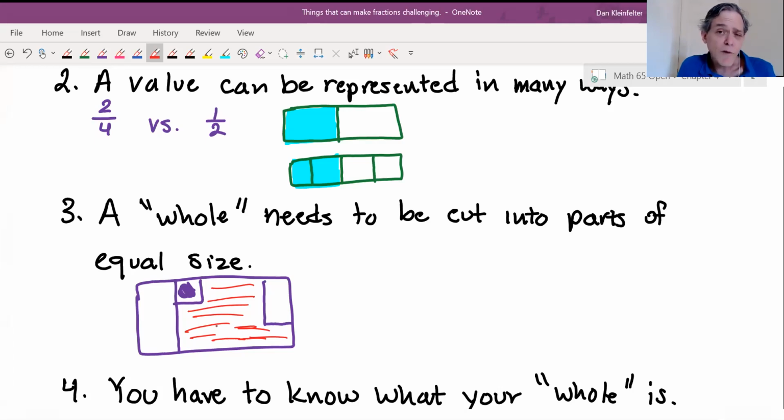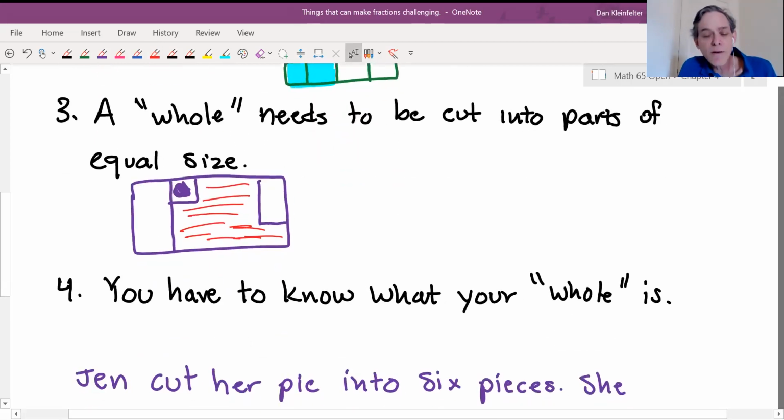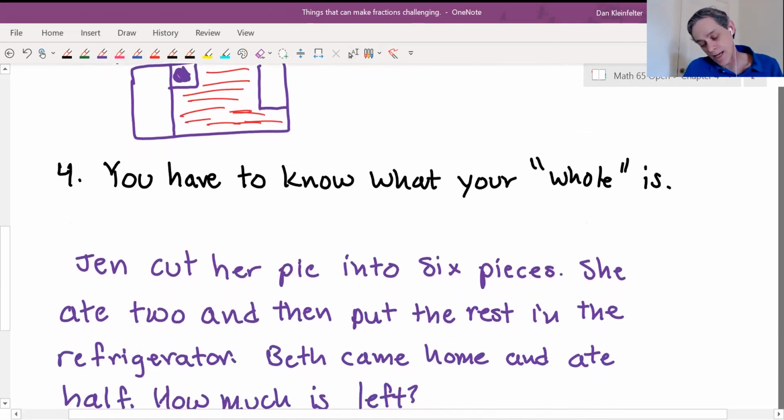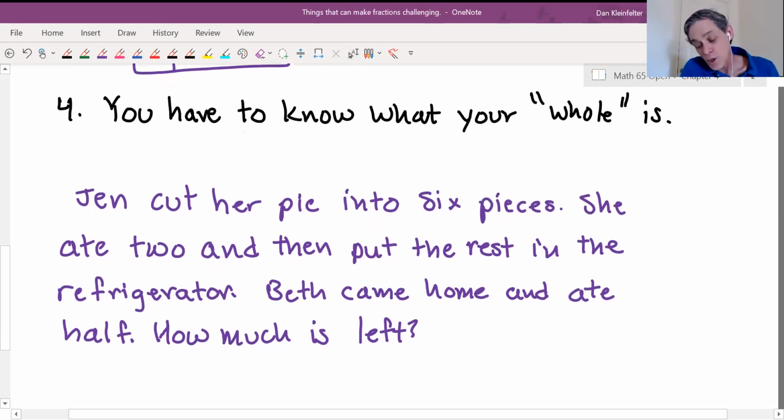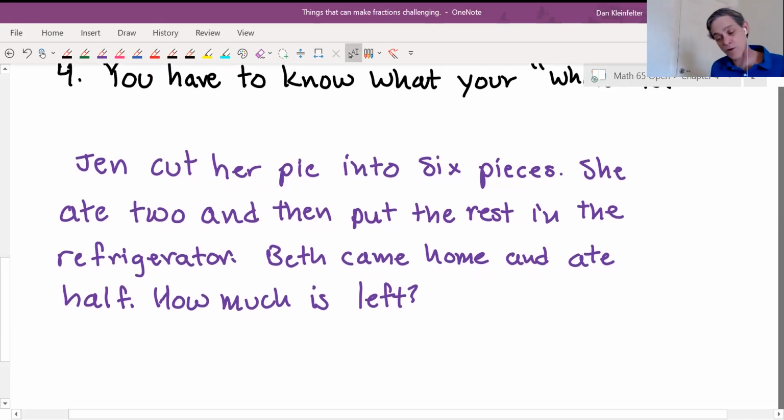So for all of our work with fractions, you'll be able to assume that wholes are cut into parts of equal size. Okay, another important aspect of working with fractions is you need to know what your whole is. The next example will illustrate that. Okay, suppose that Jen cut her pie. We switched from cakes to pies. Jen cut her pie into 6 pieces. She ate 2 and then put the rest in the refrigerator. Beth came home and ate half. How much is left?